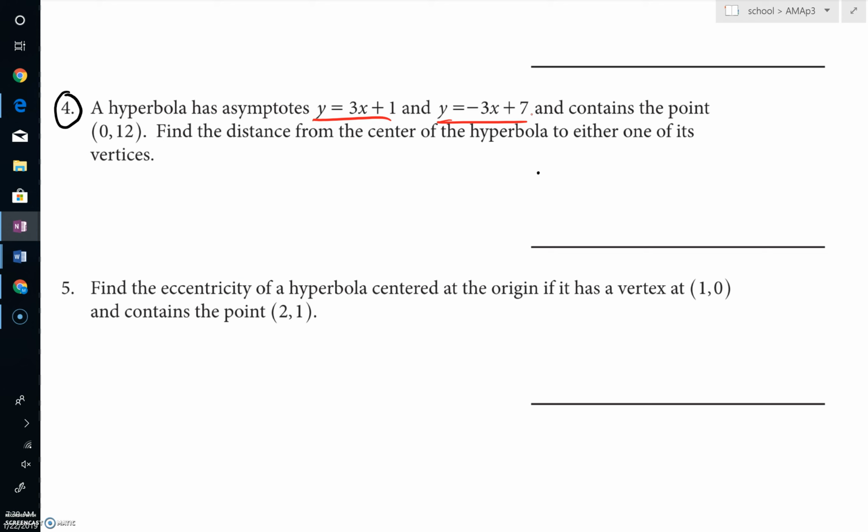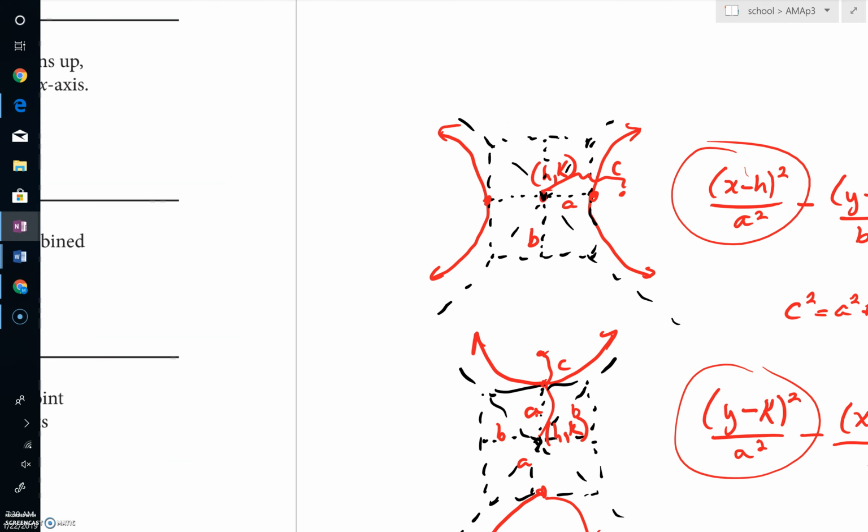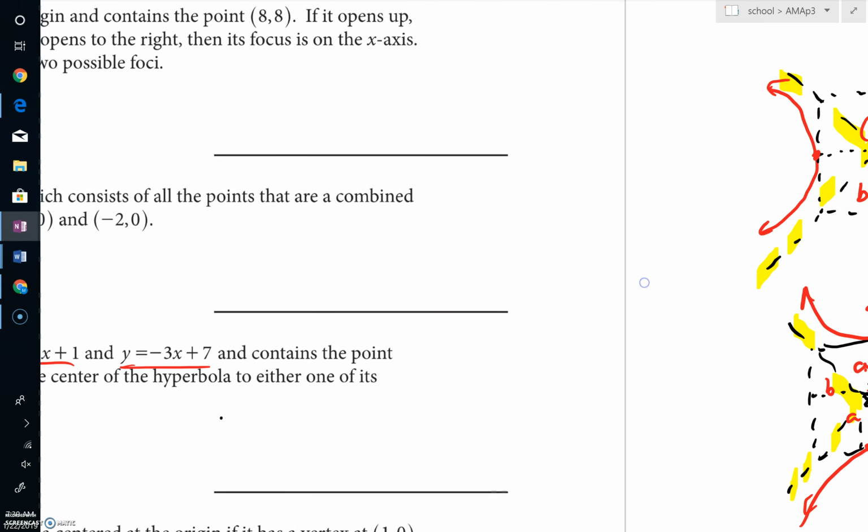Well, let's see. Where those asymptotes cross is going to be the center. And I do want to point that out to you guys. Super, super, super important. That's really why they're giving us the equations of those asymptotes. Regardless of whether you're opening up or down, left or right, your asymptotes will cross and meet in the center. You'd say, well, wow, isn't that cool?